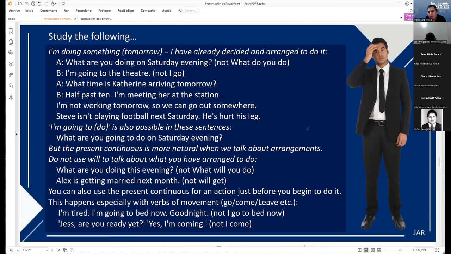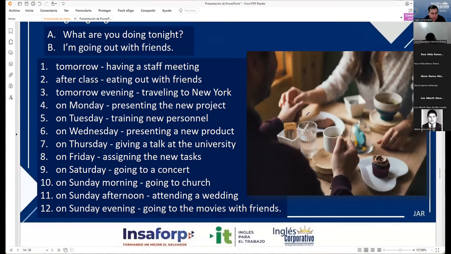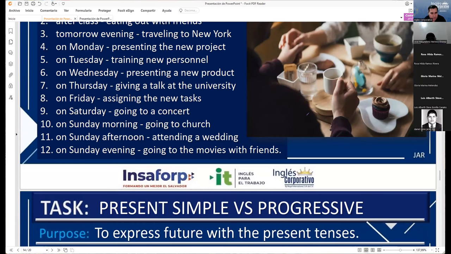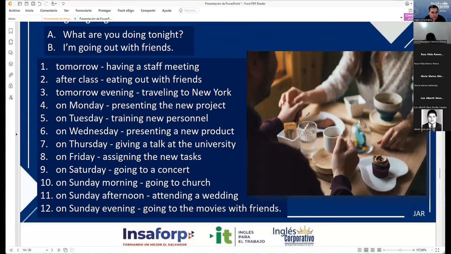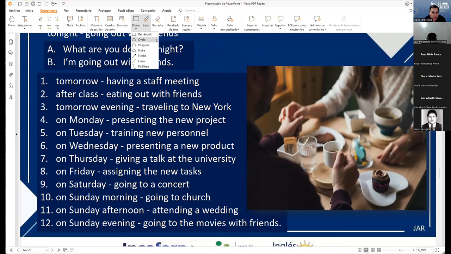Yes, I'm coming. Okay, I'm going to practice this one. It says, tonight, going out with friends. Okay, lo que vamos a usar es así. Se lo voy a subrayar.